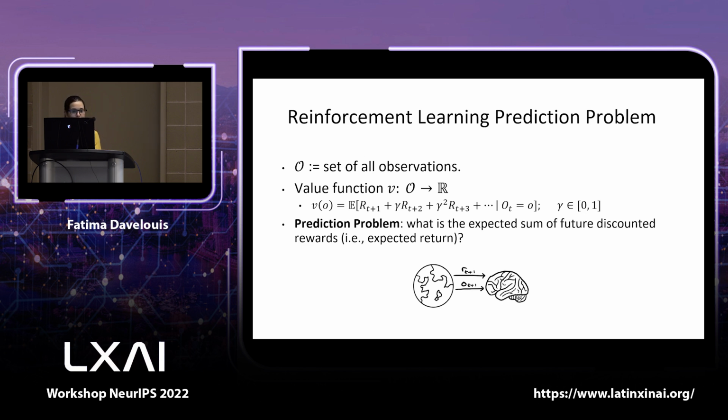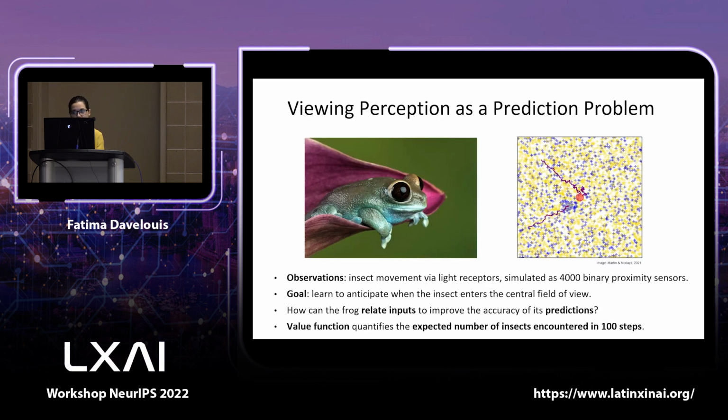So I'm going to formalize this problem. Letting O be the set of all observations, the value function is a mapping from observations to the real numbers and is defined as the expected sum of future discounted rewards, where the Greek letter gamma is a number between 0 and 1, and it's the discount factor. And the prediction task is to approximate this value function.